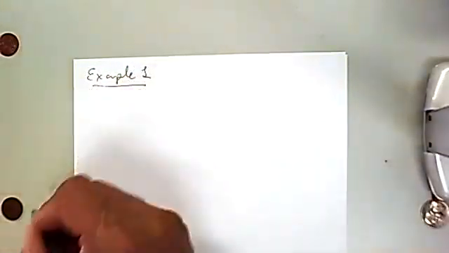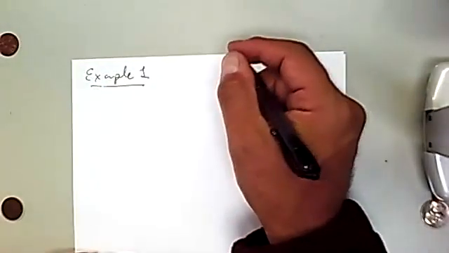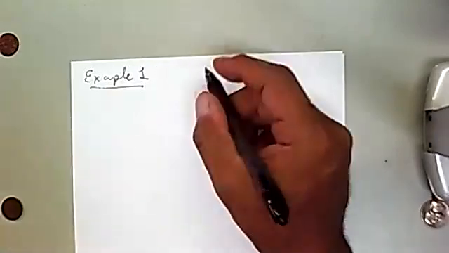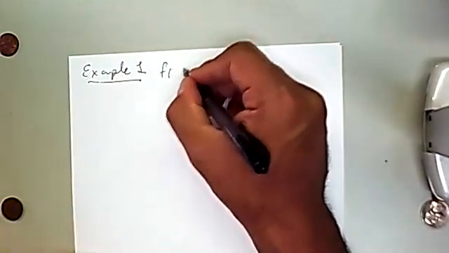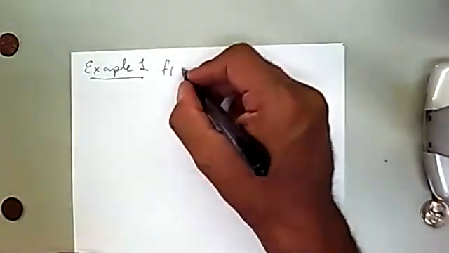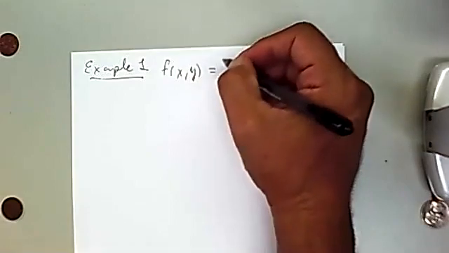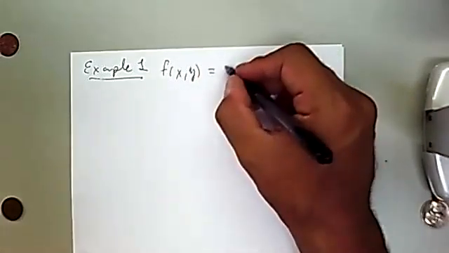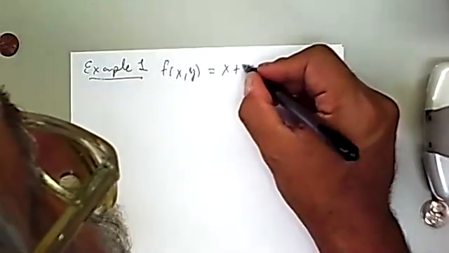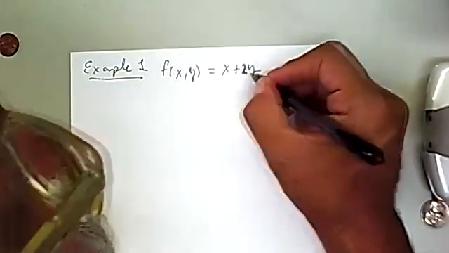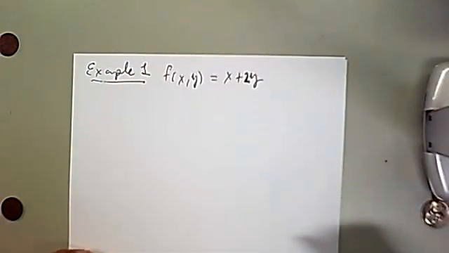Example 1. Let's say we want to optimize. All of these examples are going to be optimizing, which means finding the maximum or the minimum of a function. So the function we're going to work with is going to be labeled as f, and we're going to have 2 variables. And the function we want to optimize is x plus 2y. I want to be able to tell them apart. X plus 2y.